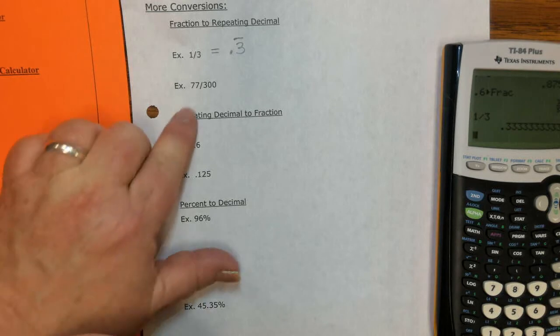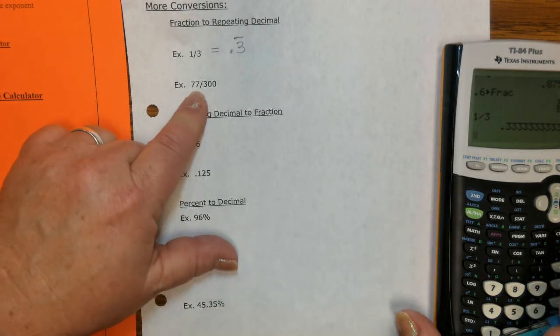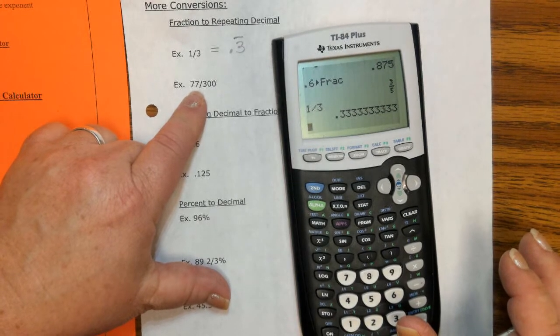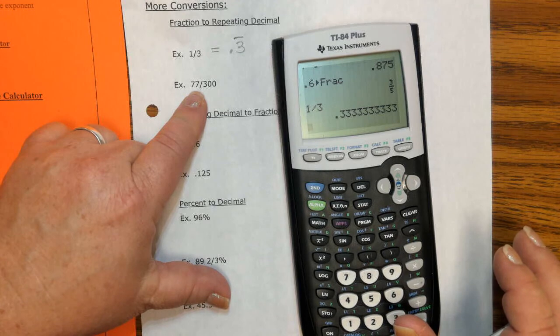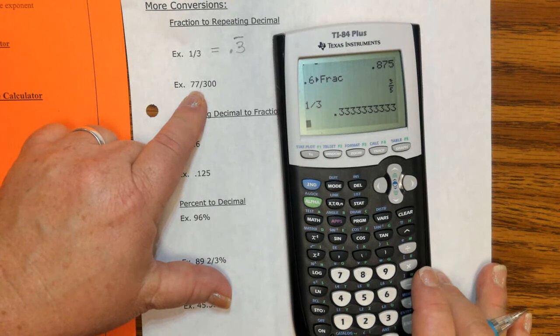Okay? So here we've got this. So how are we going to do this one, Hannah? What am I going to push? It's just a fraction. I want to turn it into a decimal. What am I going to do?